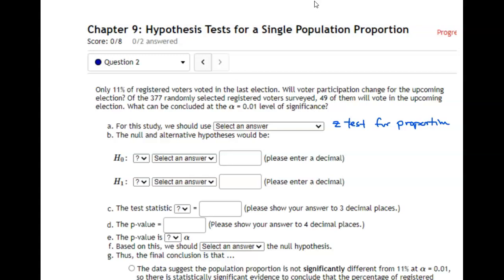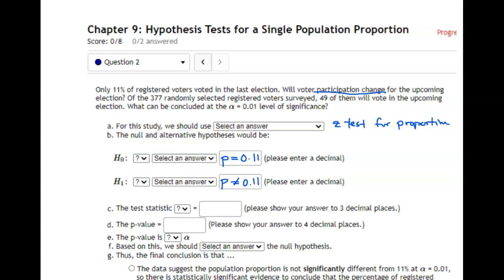Okay, so the null and alternate hypothesis. The null is going to be that p equals 11%, so you want to write it as a decimal, 0.11. And the study wants to see if the participation will change. It doesn't say increase or decrease, just change. So different. P is different than 0.11.